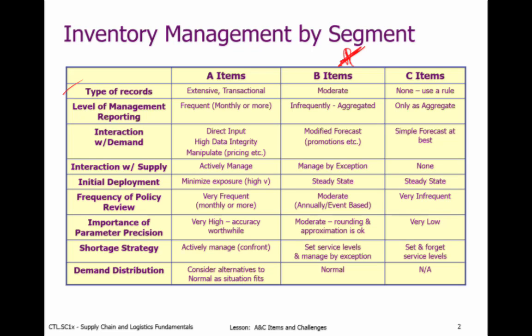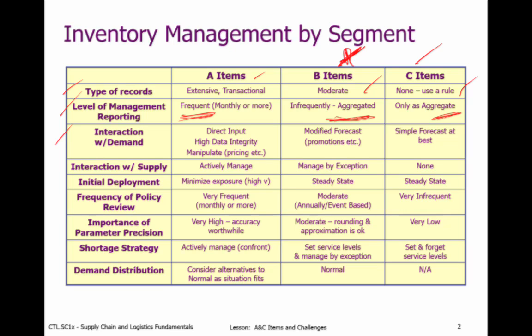If I look at type of records, for A items, I'm going to have very detailed records, extensive transactional records, because each item matters. Moderate level of detail for the B items, and for the C items, I really don't need an individual transaction record for each paperclip that I use. You want to minimize that, because the whole idea here is you want to minimize the amount of time you spend on C items, keeping them under control still, but you don't want to spend all day on them. Then we look at the level of management reporting, and as you can guess, it'd be very high and frequent for those A items, moderate or infrequent for the B items, and then minimal for the C items.